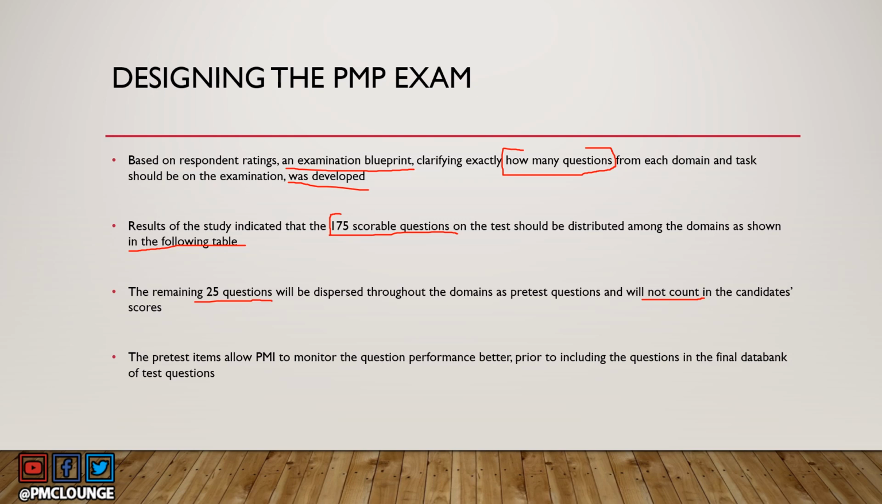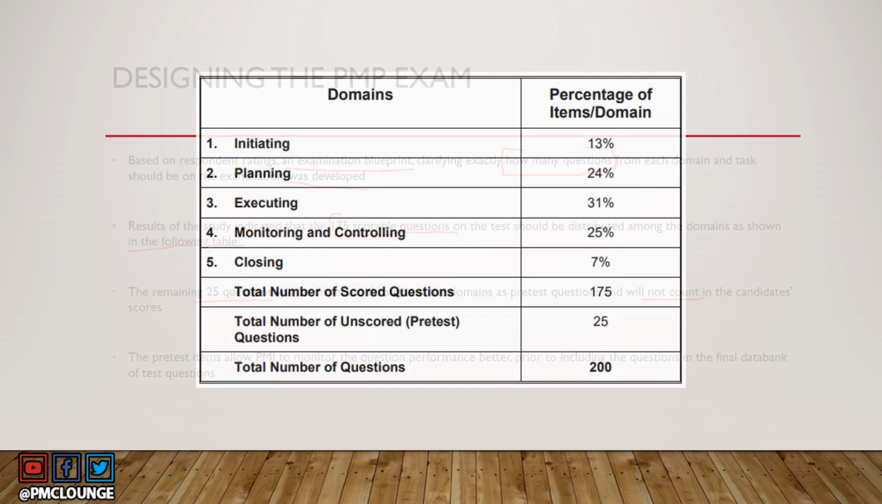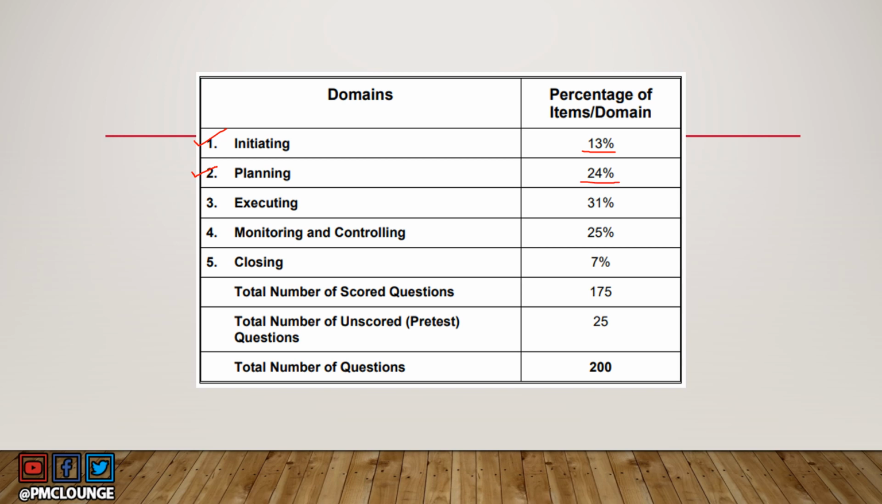How many questions come from which domain in the PMP exam? So this is it. Initiating, 13% out of 200 questions will be from initiating. Planning, 24%. Executing, 31%. Monitoring and controlling, 25%. Closing, 7%. All of these numbers are based on the study done by the task force and then validated by project managers across the world.